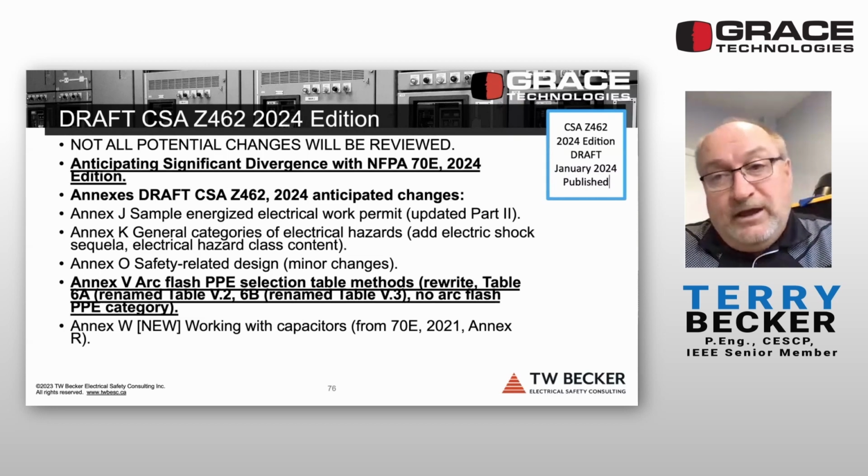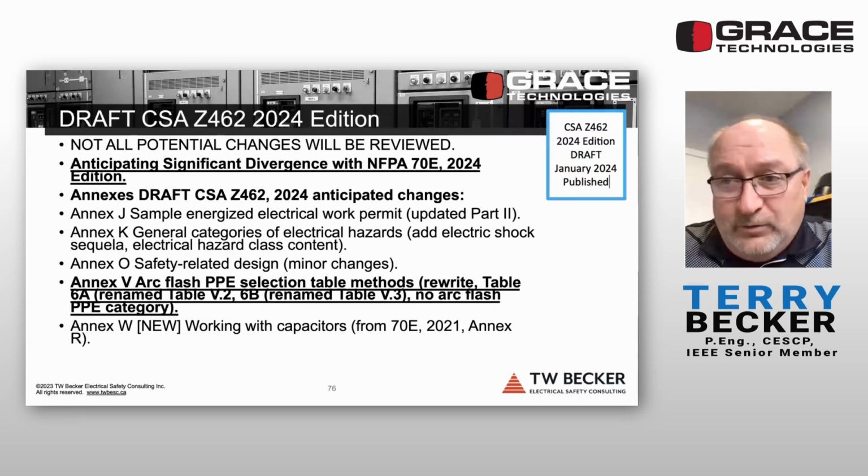And then we added new Annex W to Z462, working with capacitors, which was and is Annex R from the 2021 edition of 70E that we did not, unfortunately, add at that time. So that's a detailed annex on capacitors. It provides all the background information on the unique effects of a capacitor related to electric shock, abnormal arcing fault, arc flash, and in turn, the hearing protection boundary and the lung protection boundary.